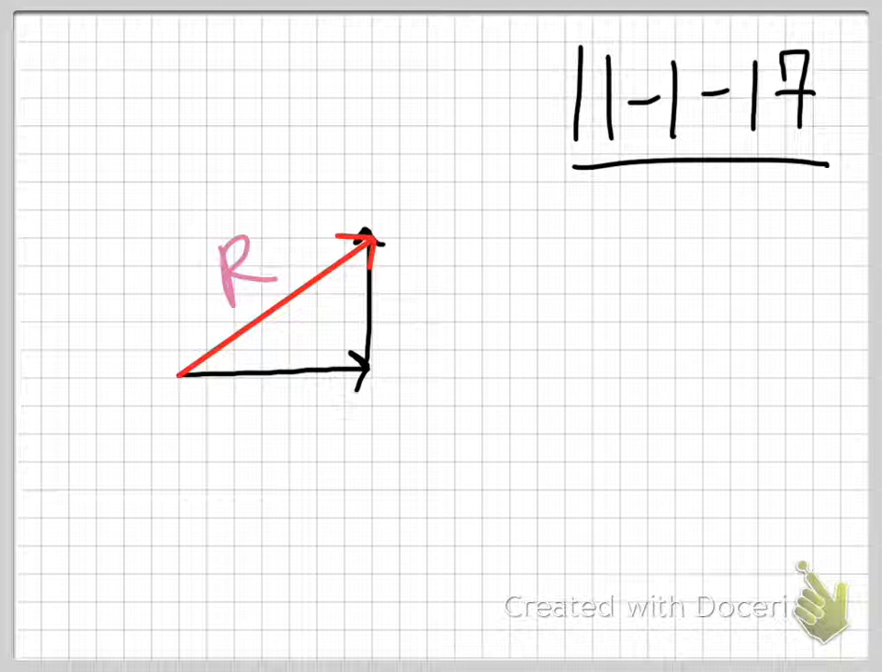Resultant vector. So if we have some amount of motion on one axis and some amount of motion on another, you know how to use Pythagoras to find the resultant. You know how to use trig to find that angle. You know how to do a heading. So you know how to do this algebraically and trigonometrically. Now here's a different question.